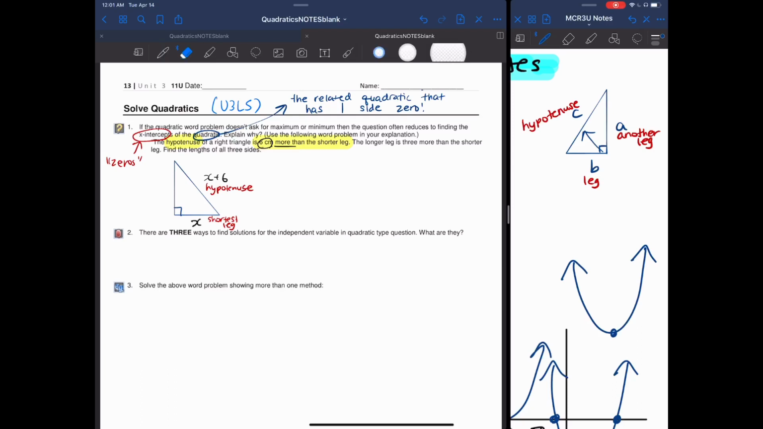Okay, meanwhile, let's keep going. The longer leg is 3 more than the shorter leg. Remember, the hypotenuse is not part of the legs, right? It's only the other 2 sides that are the legs. So the longer leg must be this part, which is 3 more than the shorter leg, and that means I have x plus 3. So this is the longer leg. All right, so let's put that together.